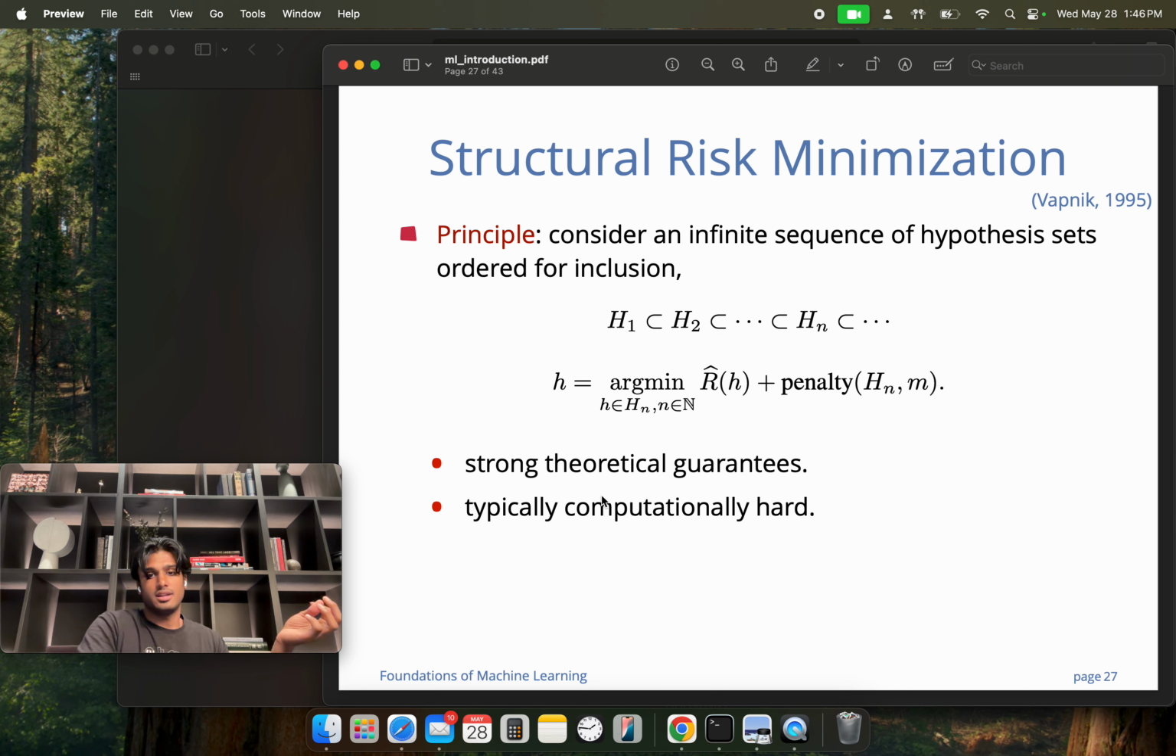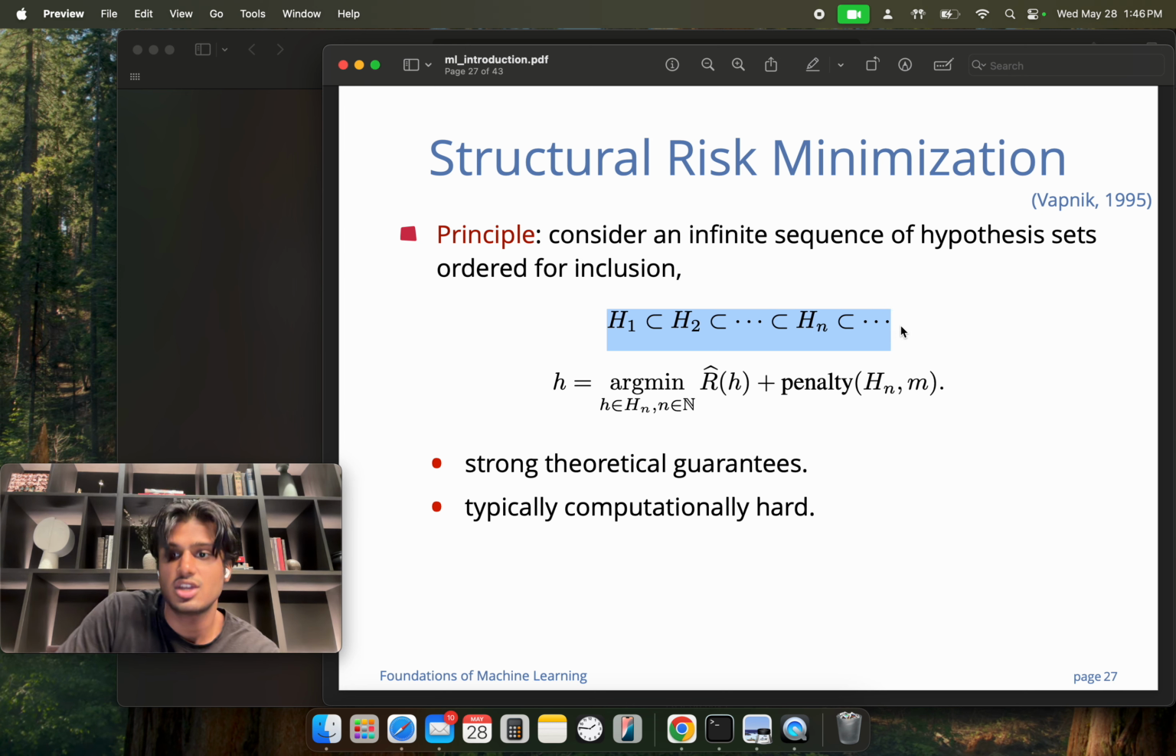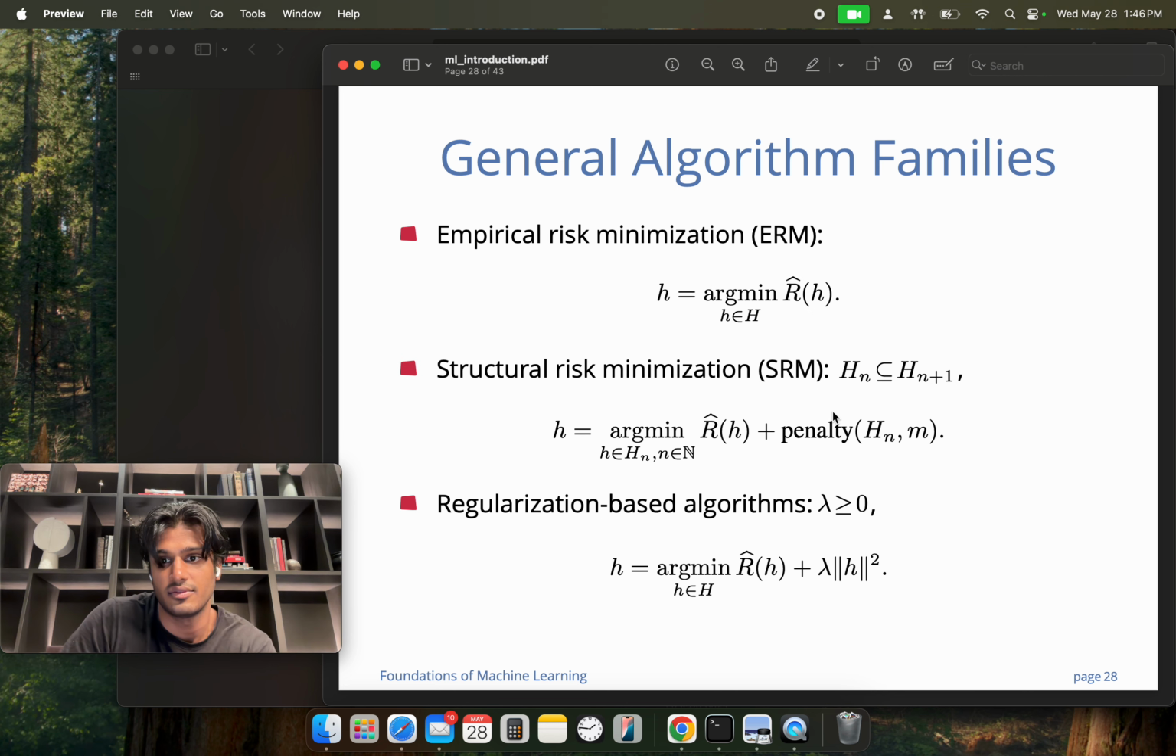I can get the feel of how this can be computationally hard, because there are sequences of sets, and within every set you have to find the argmin and then calculate the penalty with that set, however we define it. So this was just one way of trying to get at that bias variance trade-off.